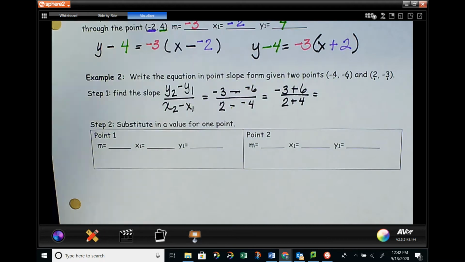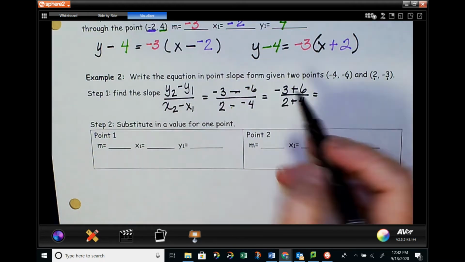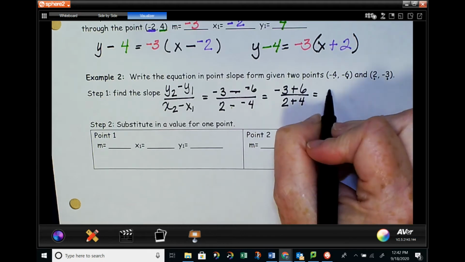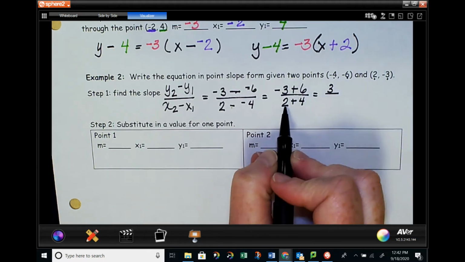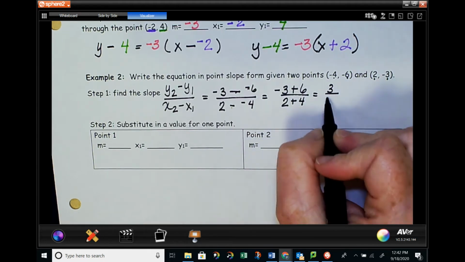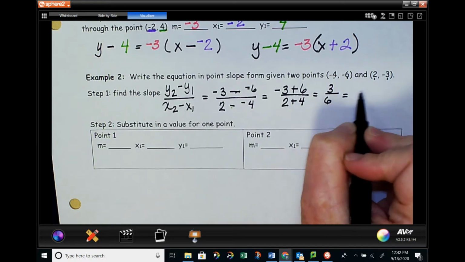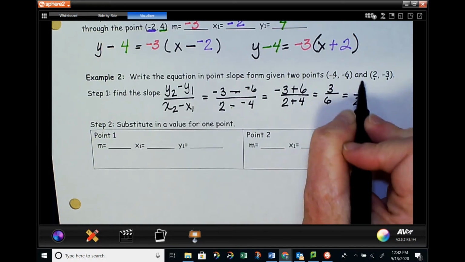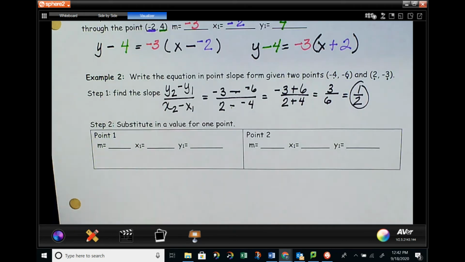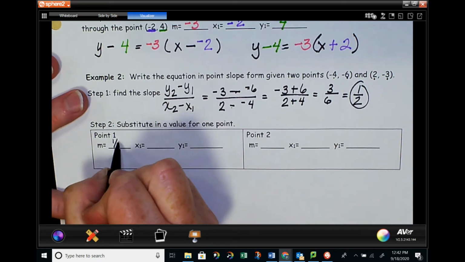And then we're just going to follow those PEMDAS rules. You're going to do what's on top, and you're going to do what's on bottom. So the top, -3 plus 6 is 3. The bottom, 2 plus 4 is 6. And then you reduce that to be 1/2. That's your slope. You don't necessarily have to reduce, it just will make your life easier later on when we have to get to converting to y equals mx plus b. So again, my slope is 1/2.